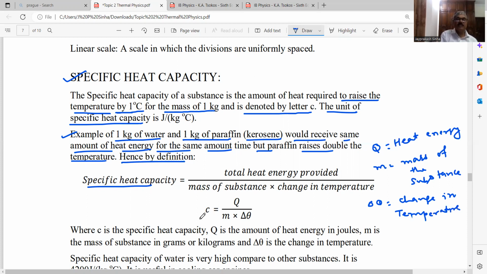Okay, so the specific heat capacity of a substance, in mathematical terms, is c = Q upon m into delta theta, where c is the specific heat capacity, Q is the amount of heat energy in joules, and m is the mass of the substance in grams, but not here. Here we'll take the SI unit as kilogram. So here m is the mass of the substance in kilograms, and delta theta is the change in temperature.